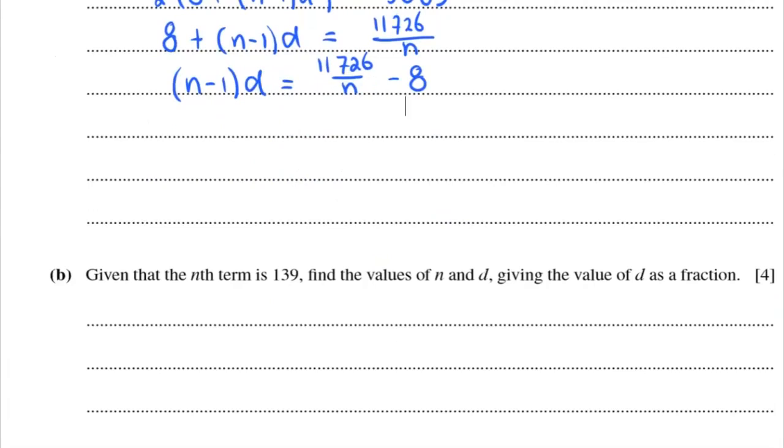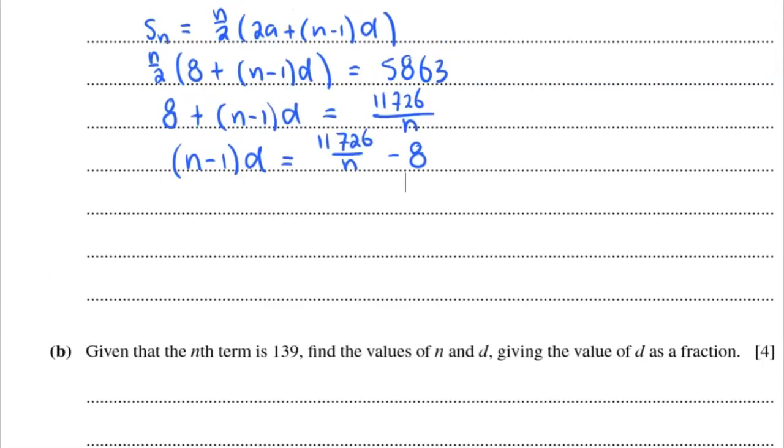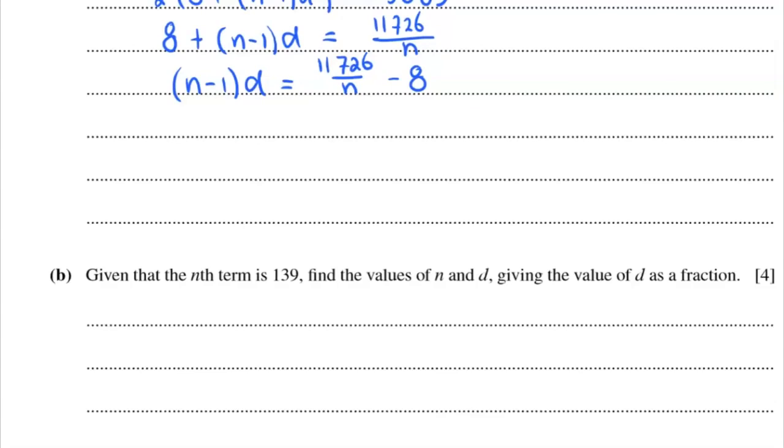Given that the nth term is something, find the value of n and d, giving the value of d as a fraction. All right, the nth term, let's go. The nth term, term n, is equal to a plus n minus 1 times d. So all I'm doing is, they gave us the nth term, let's get the definition of the nth term. We know it's 139, and we know a is 4. So this turns into 139 equals 4 plus n minus 1 times d.